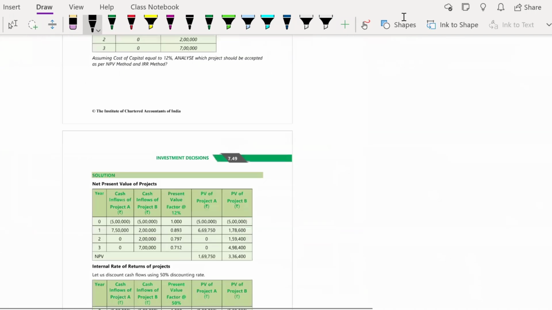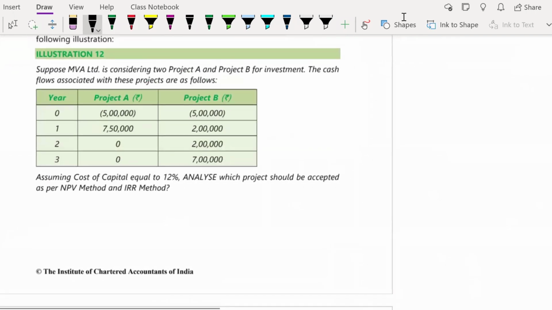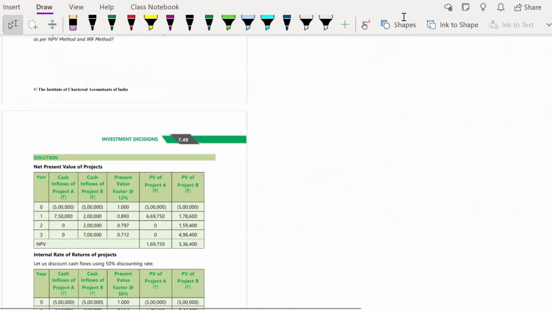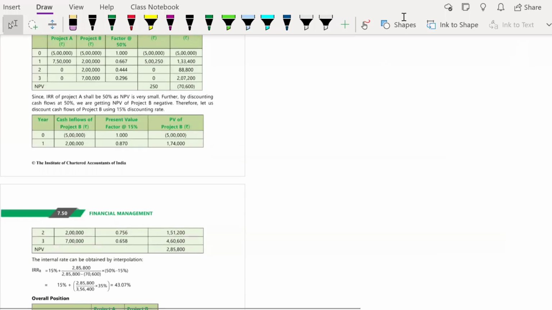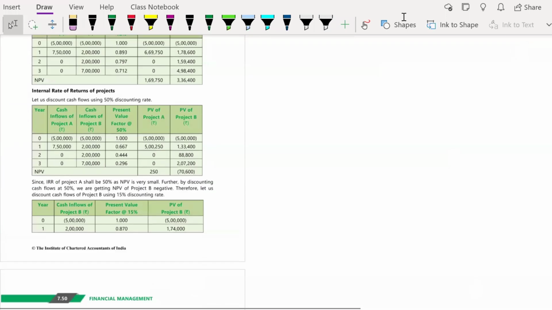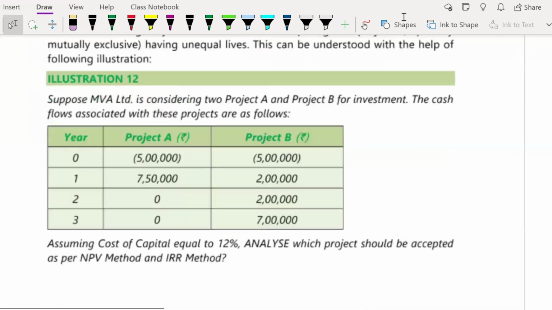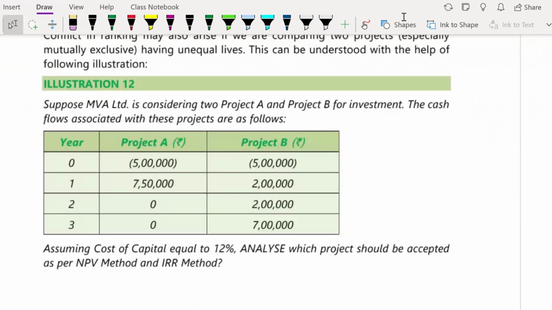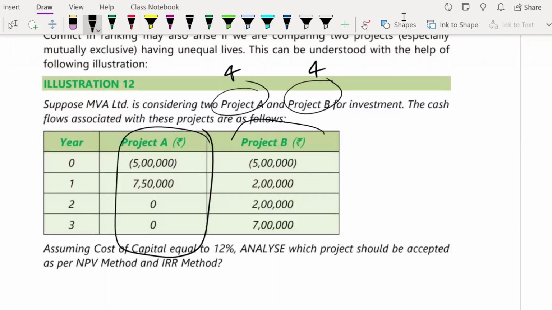Illustration number 12. I think there are totally 14 illustrations only, so we are in illustration number 12. Illustration 12 also has the same thing. Project A and project B both have an equal life of 4 years. Project A, this is the cash flow. Project B, this is the cash flow. Again, you have to find out the NPV method and IRR method, and 12% is the cost of capital.